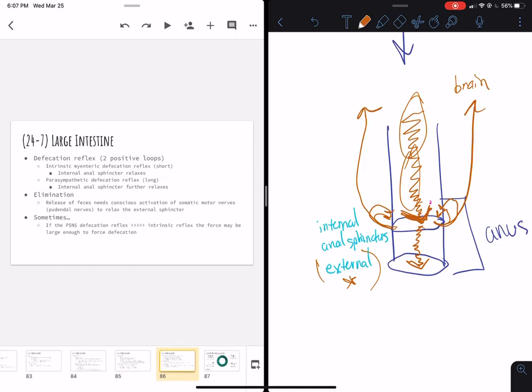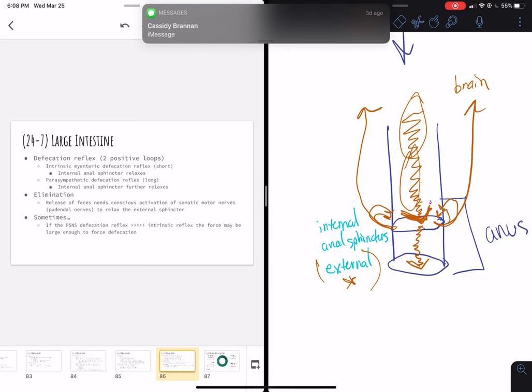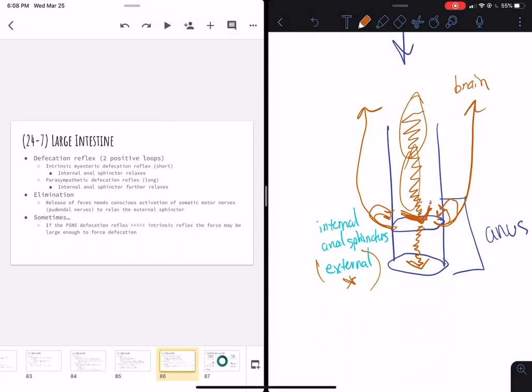Okay. Elimination. So defecation is the process of building up feces and then releasing it. The process of releasing it we call elimination. This means that you have to tell the pelvic floor muscles to also relax. That's done through the pudendal nerve. And then that will tell the sphincter muscles to relax entirely for the entire pelvis.